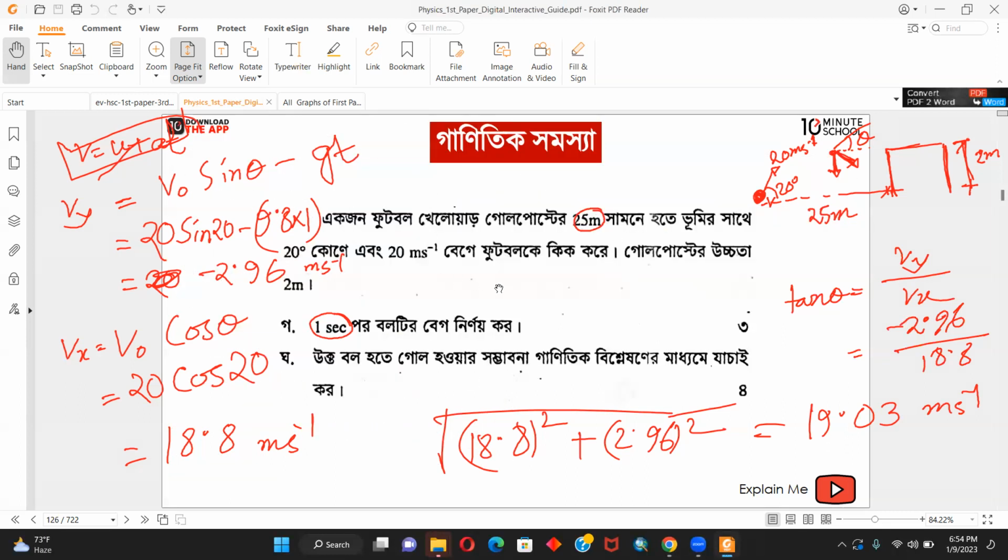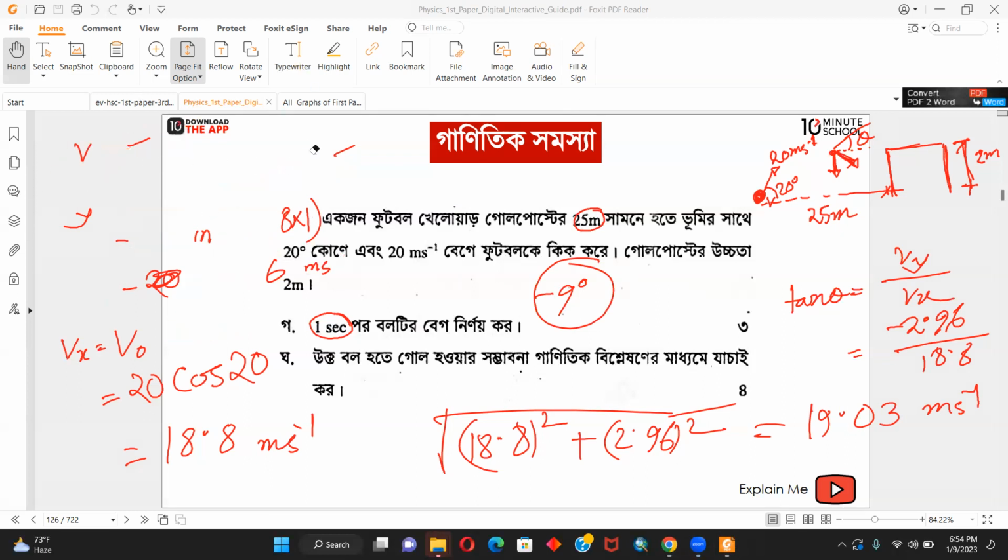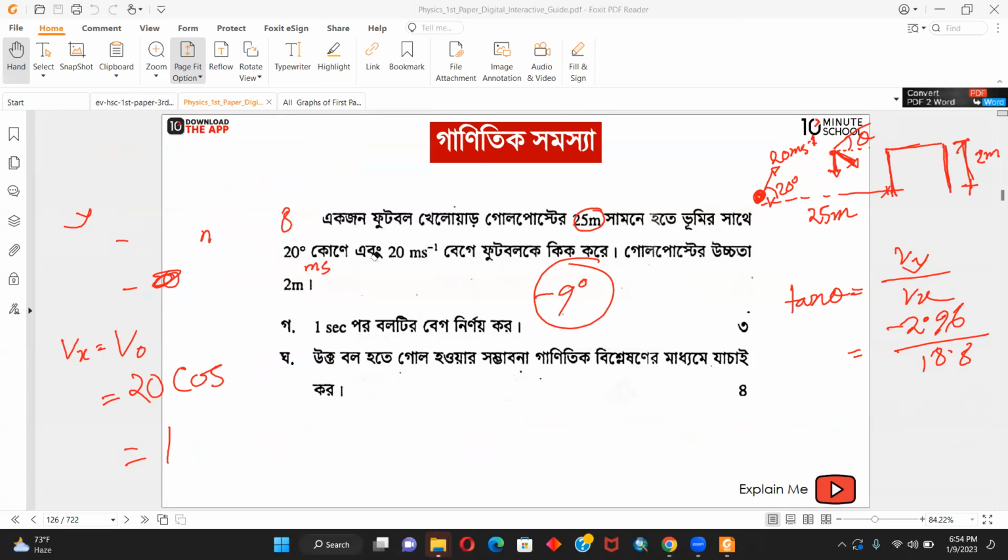So the angle is somewhat minus 9 degrees. Please let me know if you are done up until this point. Yes, I am. So now what does this negative angle mean? That is what we are going to understand.